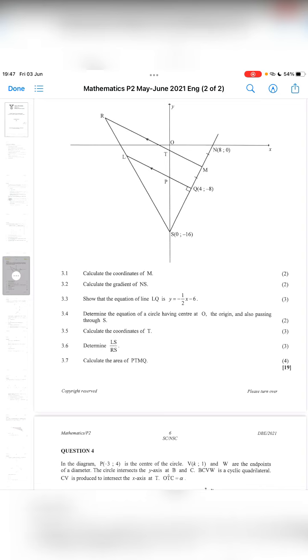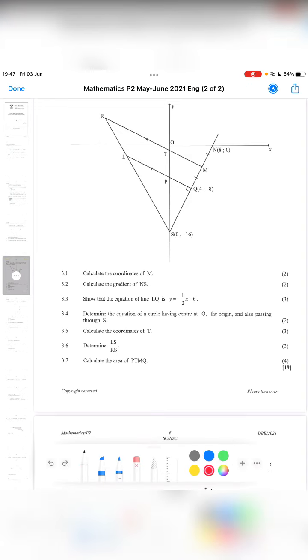Okay. Let's now move to question 3.2. Calculate the gradient of NS. What is the crux of the question? Already I'm able to notice gradient is the crux of the question. So I know a gradient formula might be necessary. Write it down: change in y over change in x.